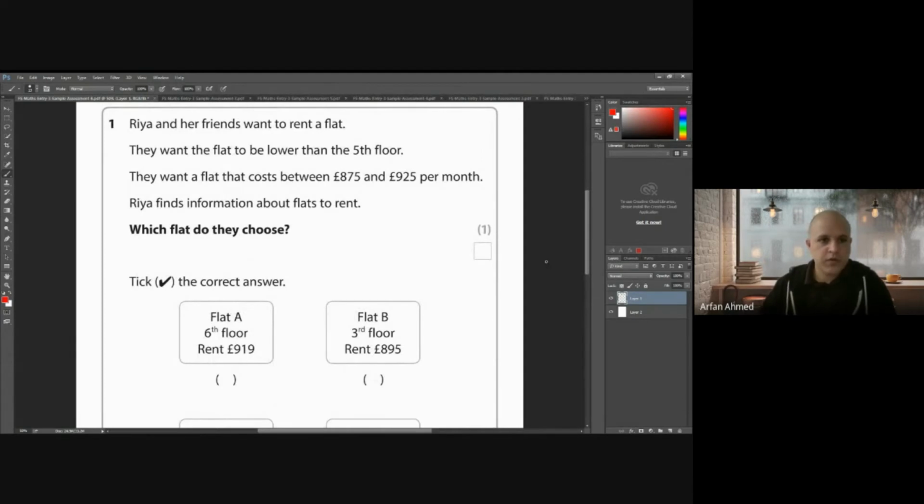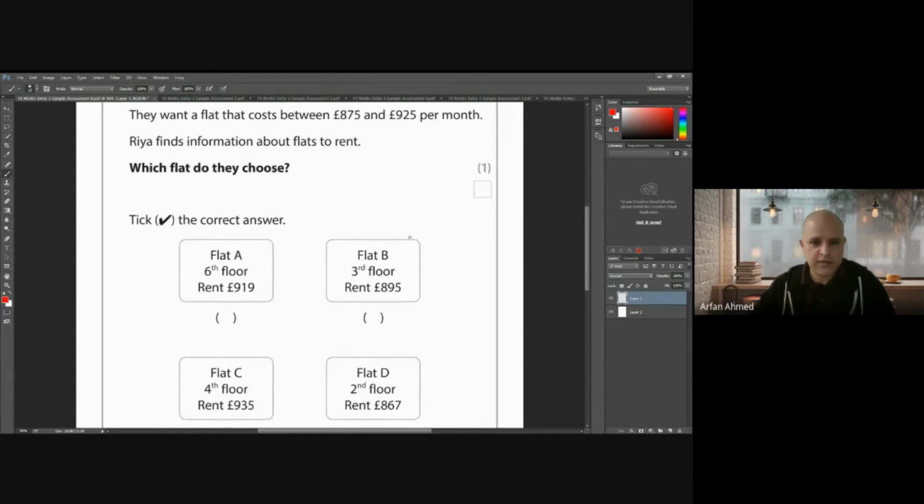Question 1. Ria and her friends want to rent a flat. They want the flat to be lower than the 5th floor. They want a flat that costs between £875 and £925 per month. Ria finds information about flats to rent. Which flat do they choose? Just have to tick the correct answer.